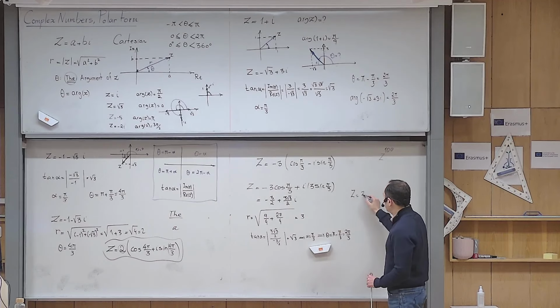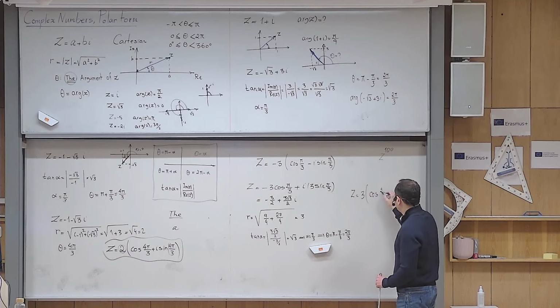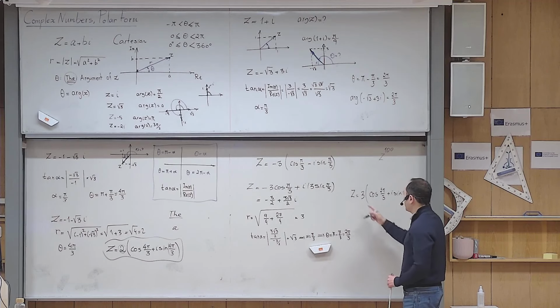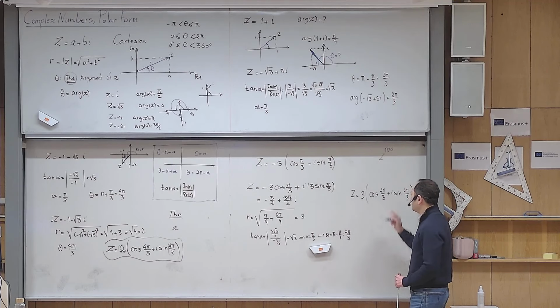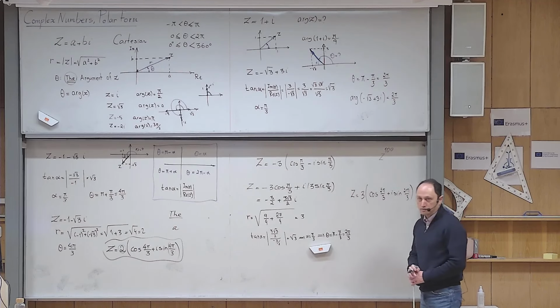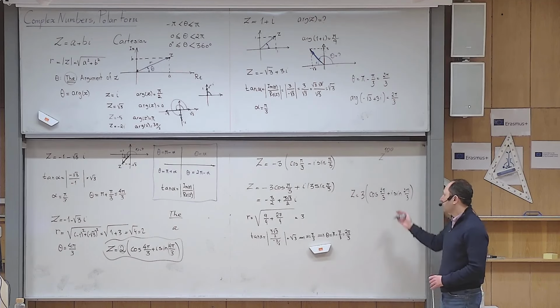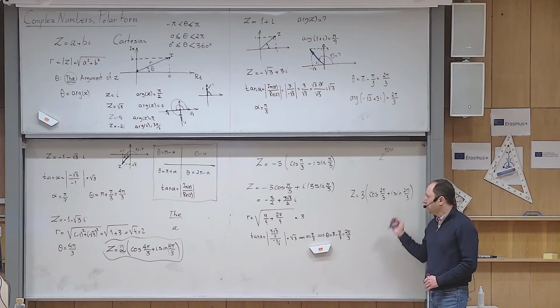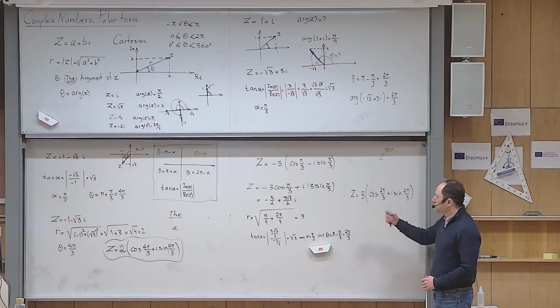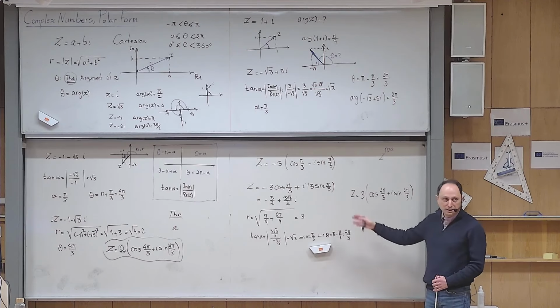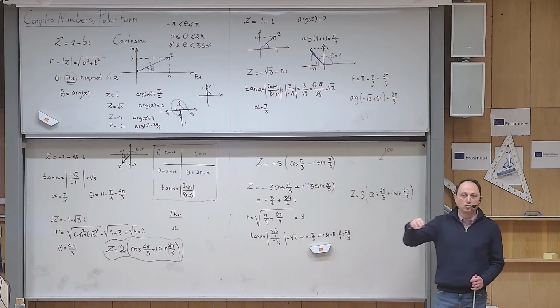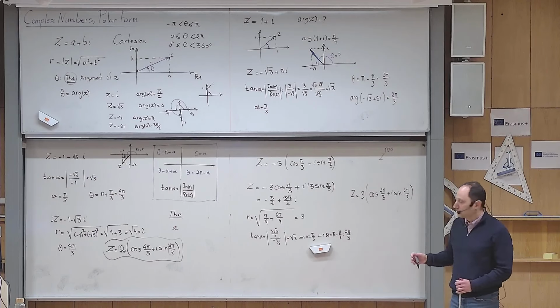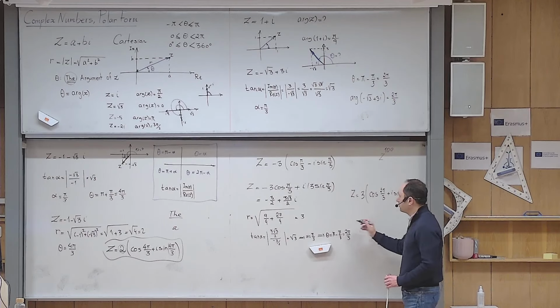Absolute value, 3, and then cosine. Instead of pi over 3, I put 2 pi over 3, plus i sine 2 pi over 3. So I found the absolute value, and I found the argument, so I was able to write it like that. Yes? So that is the polar form. Okay? But maybe, if you're good in trigonometry, in this case, you didn't need to go back and forth. So I don't know how much you remember from the trigonometry lesson.